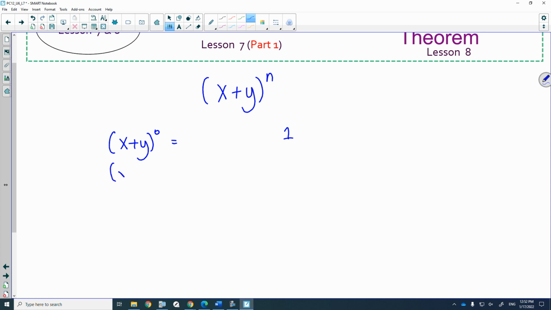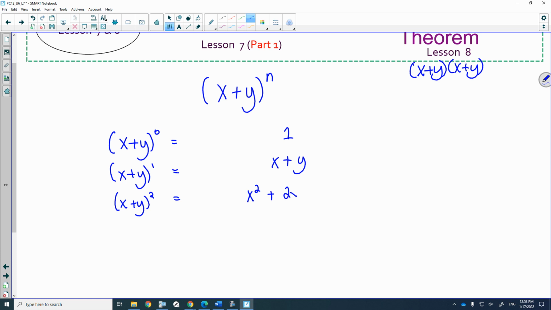And then what if I said, what is x plus y to the power of 1? Well, x plus y to the power of 1 is simply x plus y. What if I said now x plus y to the power of 2? What would that give you? So you know x plus y to the power of 2 is x plus y times x plus y. It's that binomial twice. Once you do the distributive property, x plus y to the power of 2 would give you x squared plus 2xy plus y squared.